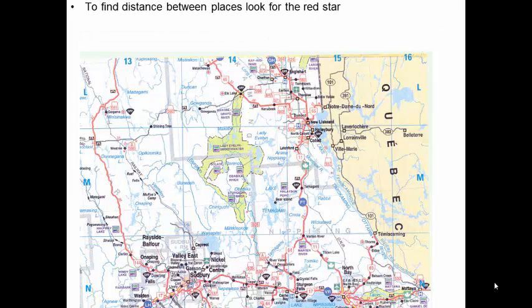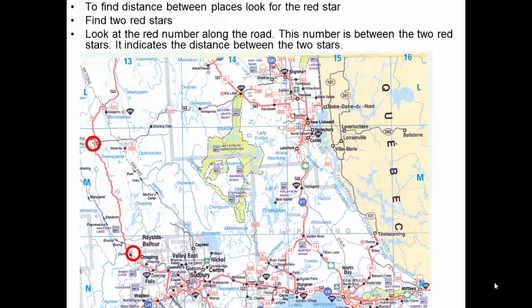Now, let's try to find the distance between two places. In order to do that, you must look for the red stars. Now, let's take grid M13, and you will notice that there is a red star right there. Now, in grid N13, you'll notice a red star there. Between these two stars, you'll notice that there is a red number. This red number is on its side, it's italicized, and it tells you the distance between the two stars. In this case, it is 96. So from the first red star to the second red star is 96 kilometers.